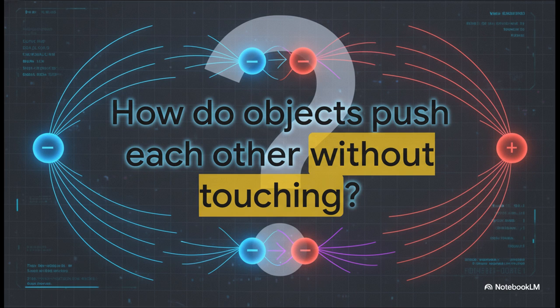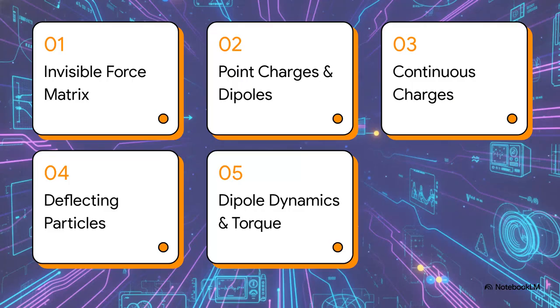And to understand how they actually pull that off, we have to visualize something that is completely invisible to the naked eye. All right, let's boot up the simulation sequence for today. We'll start with 1, the invisible force matrix, move into 2, point charges and dipoles, then 3, simulating continuous charge distributions. Look at 4, deflecting particles and fields, and finally wrap up with 5, dipole dynamics and torque.